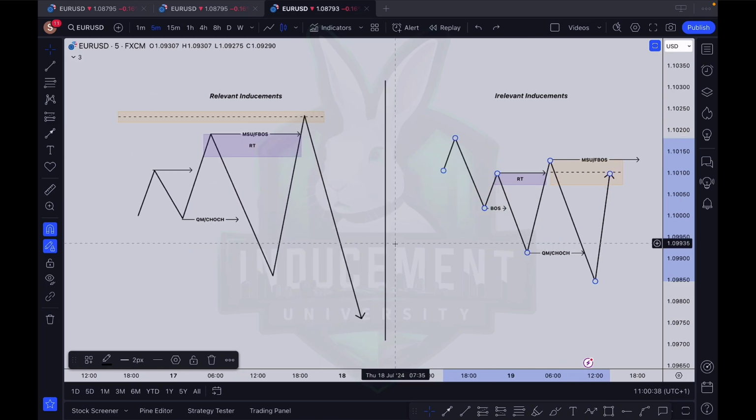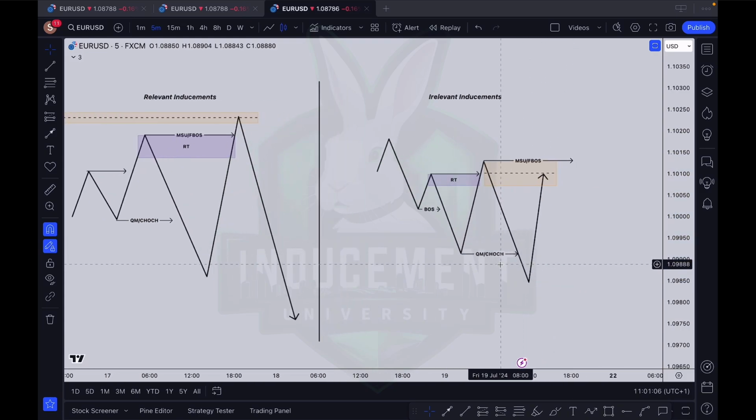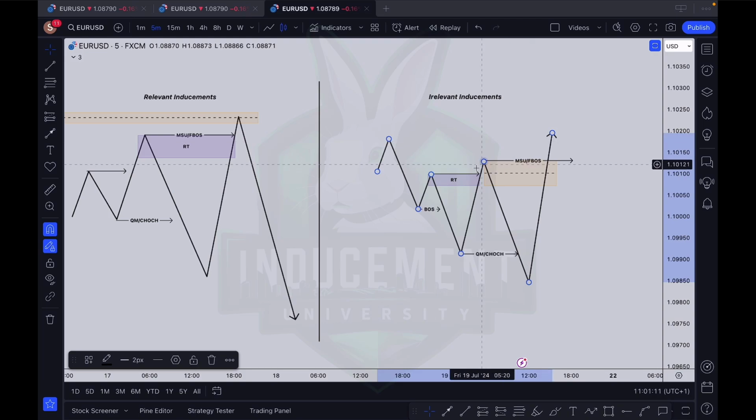So why is this relevant and this is not? The simple reason is because we have not had a QM/charge beforehand. Okay, so here, when we liquidate this and people are looking at this as the retail trap and the inducement, where has the QM/charge been? Price comes up, it goes down, they take out that low. Best case scenario, they are break even. However, that QM/charge has happened now. The likelihood is we're going to come up here to grab that FBOS and create that MSU.